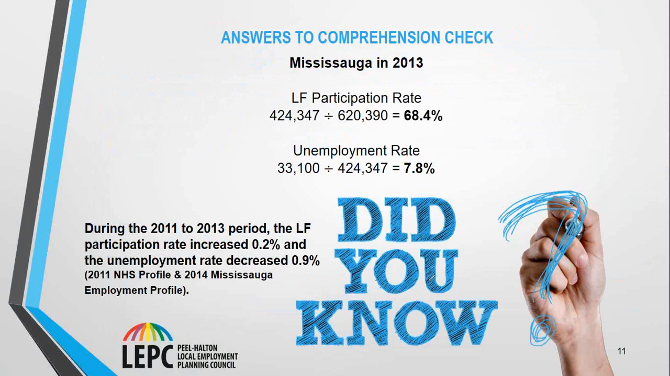Okay, this is how we calculate it. For calculating labor force participation rate, we should find the ratio of labor force to the total population aged 15 years and above, which we get 68.4%. For unemployment rate, we should divide the unemployed population by the labor force population, which we'll get 7.8% for unemployment rate.